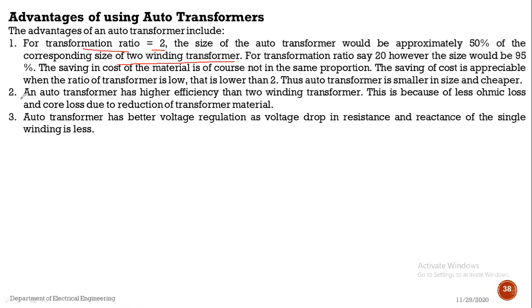See, the first advantage is the size of the auto transformer. The size of the auto transformer is less than that of the two winding transformer, because in a two winding transformer there are separate two windings, again the number of turns will be more. Also the copper requirement for construction of winding will be more in case of a two winding transformer.